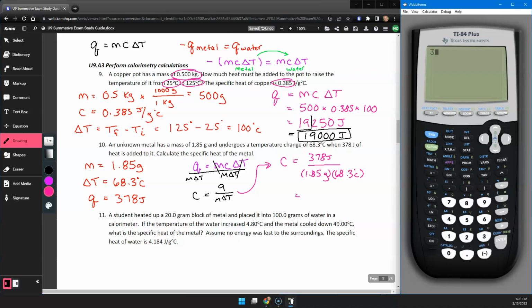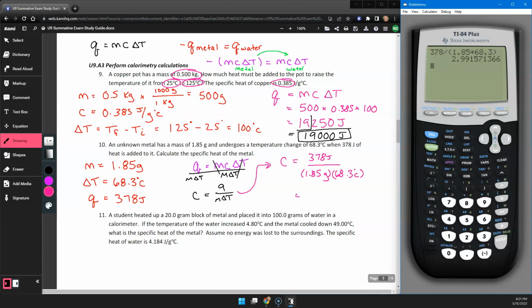Okay, so we've got 378 divided by, now I want to make sure that my denominator is in parentheses so that it reads it as a denominator. So 1.85 times 68.3.